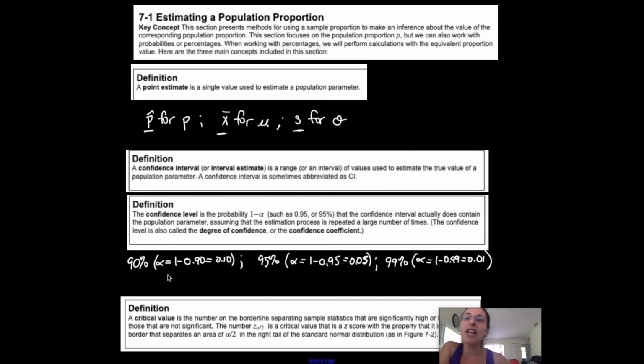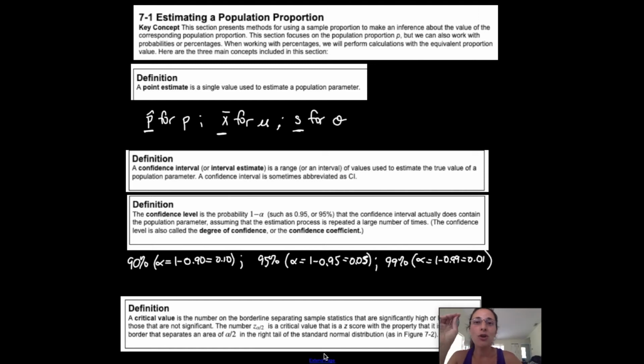So if I have a 90% confidence level, then I am 90% confident that my interval that represents my true value of my population parameter, I'm 90% confident that it does in fact lie in that interval. I'm 95% confident if it's a 95% confidence level. I'm 95% confident that the interval I have actually does contain the true value of whatever parameter I'm dealing with. That's what this is.